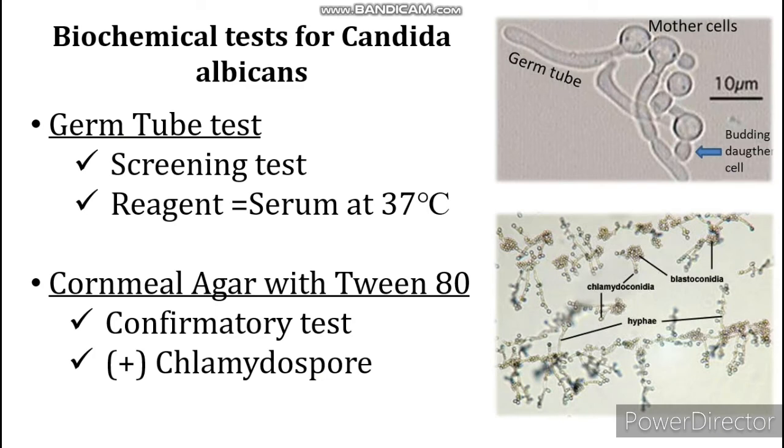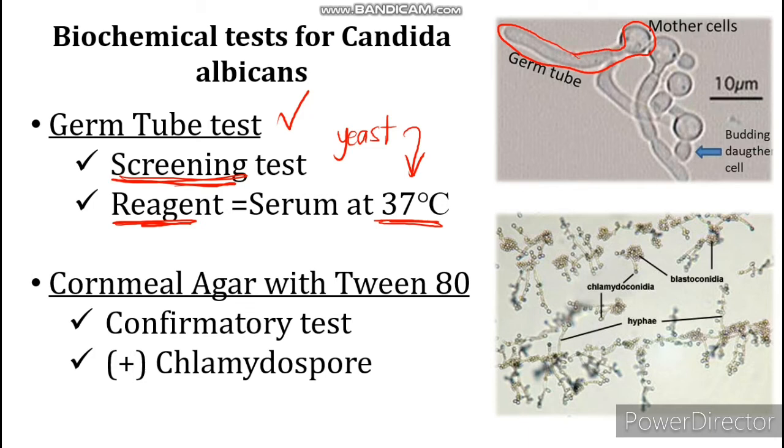Now, you have your biochemical test for Candida albicans. First one is the germ tube test. Your germ tube test is the screening test for Candida albicans, wherein your reagent is placed on a serum at room temperature. Kasi remember that your yeast grows well at 37 degrees Celsius. Ito nga ulit yung itsura ng germ tube under the microscope. And then, your confirmatory test for Candida albicans is your cornmeal agar with Tween 80. The positive test that you're looking for in the cornmeal agar is the presence of the chlamydospore or the rounding up on the ends of your fungi. Ayun, ito siya.